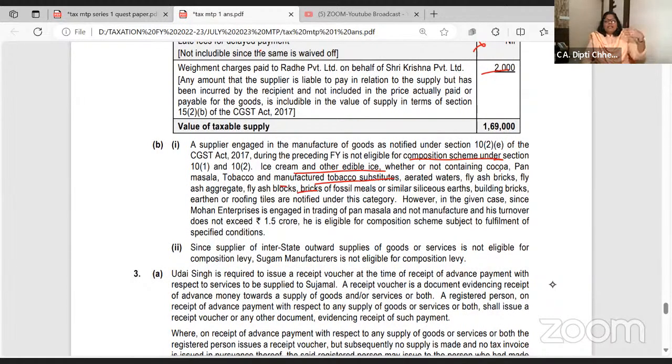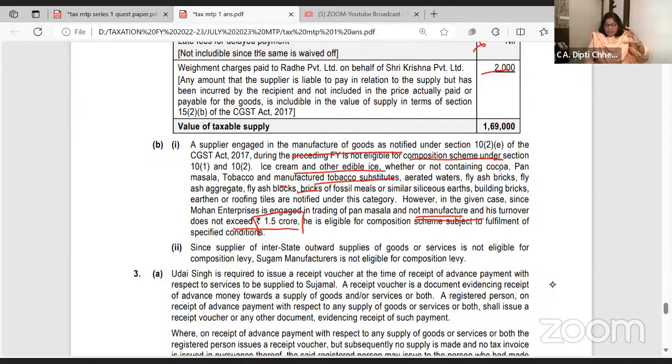No, ma'am. Immediate answer. But this no is for a manufacturer, and here this person was not. If a person is manufacturing these restricted items, ice cream, edible oils, tobacco, pan masala, gutka, he cannot go for the composition scheme. But he is not a manufacturer. He is a trader and his turnover is less than 1.5 crore, which is the limit.